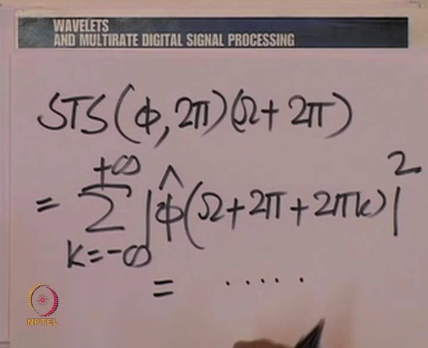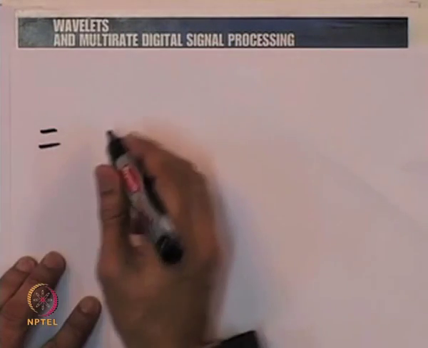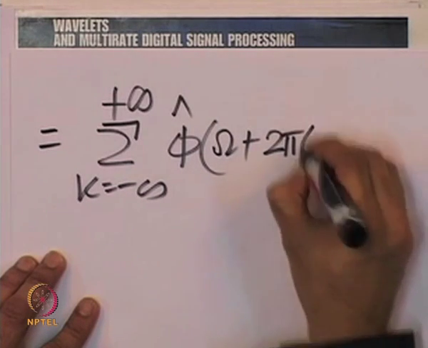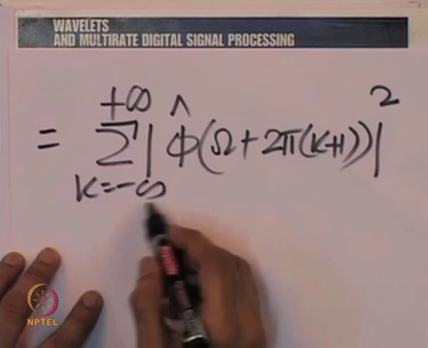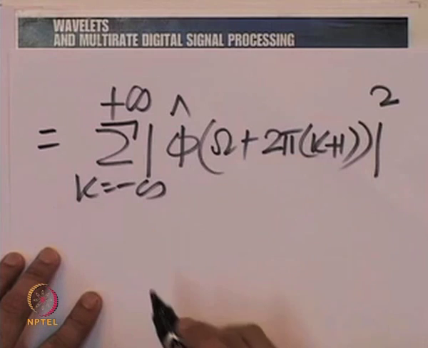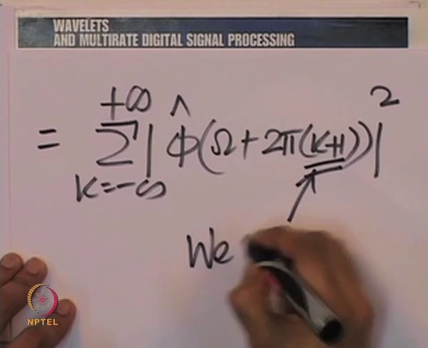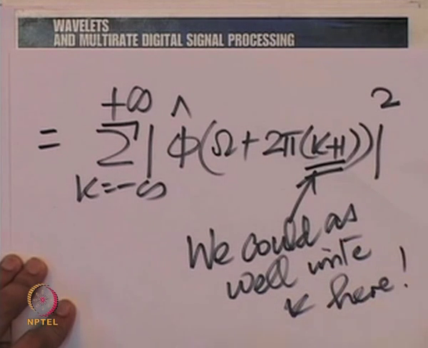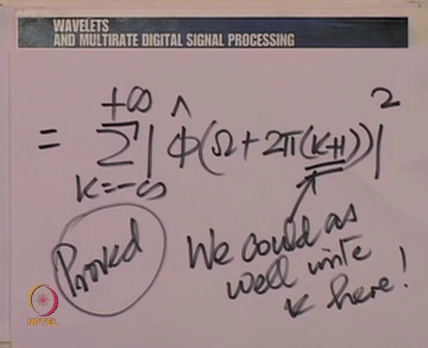And this, as you can see, is going to be equal to summation k going from minus to plus infinity phi cap omega plus 2 pi times k plus 1 mod squared. And we once again note, when k goes from minus to plus infinity, k plus 1 also goes from minus to plus infinity. So, you could have as well replaced k plus 1 by k, and therefore proved. This is the same as STS phi 2 pi evaluated at omega. So, that was a little aside, a kind of corollary that we needed to prove.